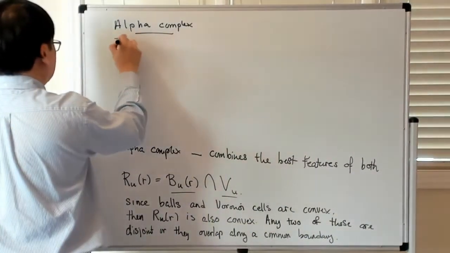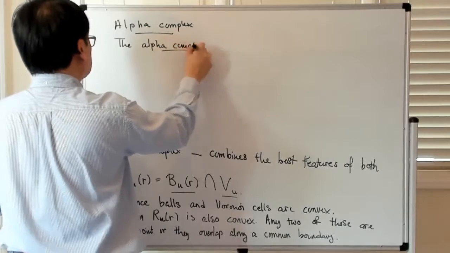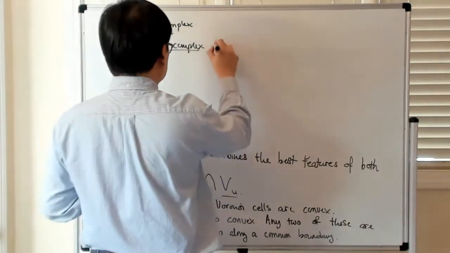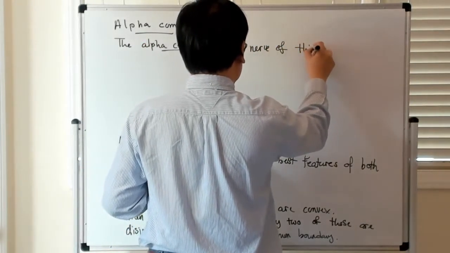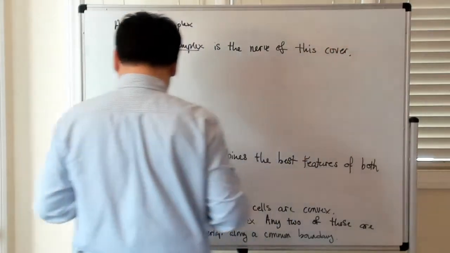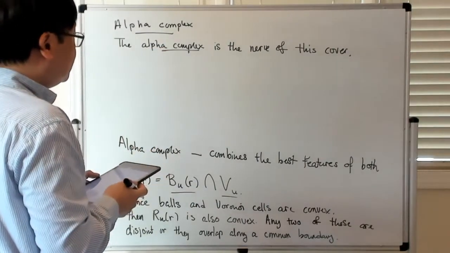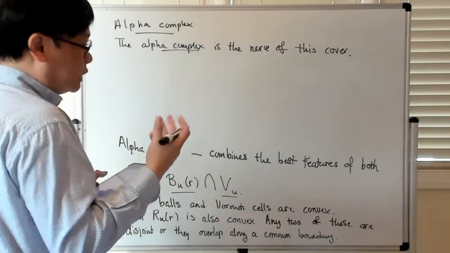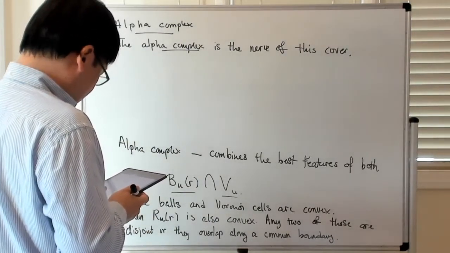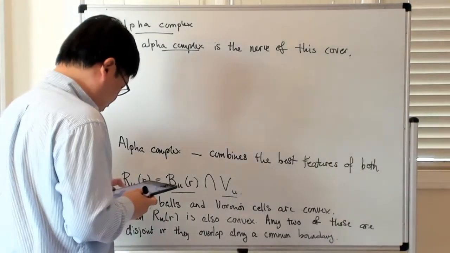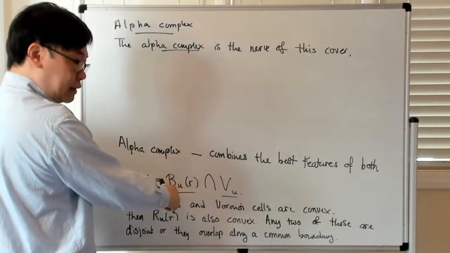So the alpha complex then is the nerve of this cover. But when you have this nerve, think of it as an abstract complex. You want to index it in a certain way, and we have two choices. We'll index it not by the sets, but by the centers.